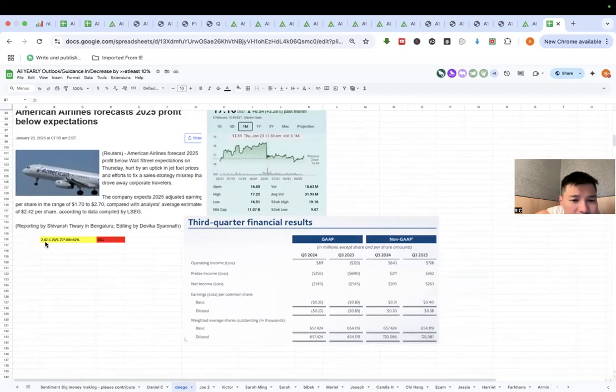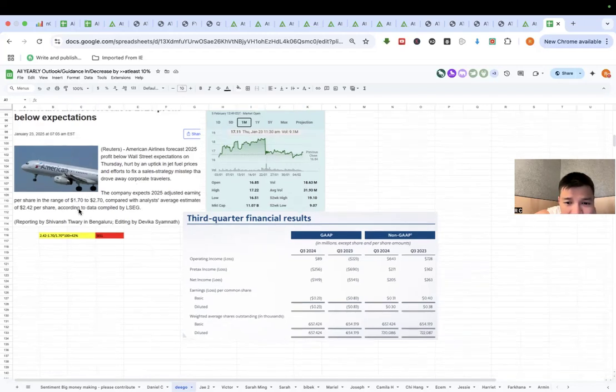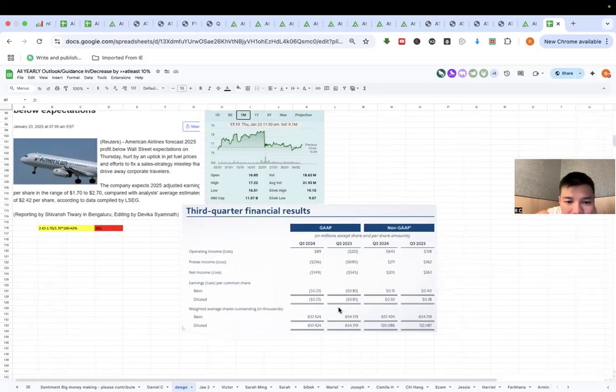American Airlines, 24.7, 1.7. I will use 1.7 minus the one. This is from analyst. So you can't minus 2.42. You have to use 1.7 minus the one from last year, which is 2024. I didn't get it from here.